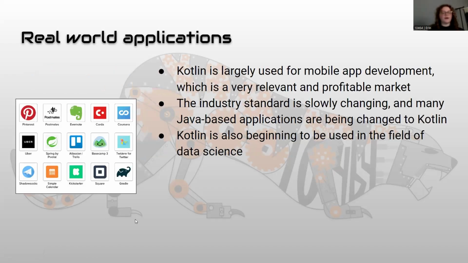So, real world applications of Kotlin. It's largely used for mobile app development, which is a very relevant and profitable market. So it's good to know and to have experience in if you're looking to go into something like that. The industry standard is slowly changing from Java to Kotlin, and many Java-based applications are being changed to Kotlin. And actually, Kotlin is now the preferred language for Android development at Google. And then Kotlin is also being used in the field of data science.